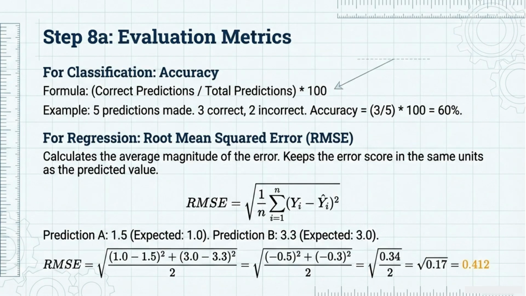Step 8a focuses on evaluation metrics. For classification, we use accuracy. For regression, we use the root mean squared error, or RMSE. RMSE calculates the average magnitude of the error, keeping the error score in the same units as the predicted value.